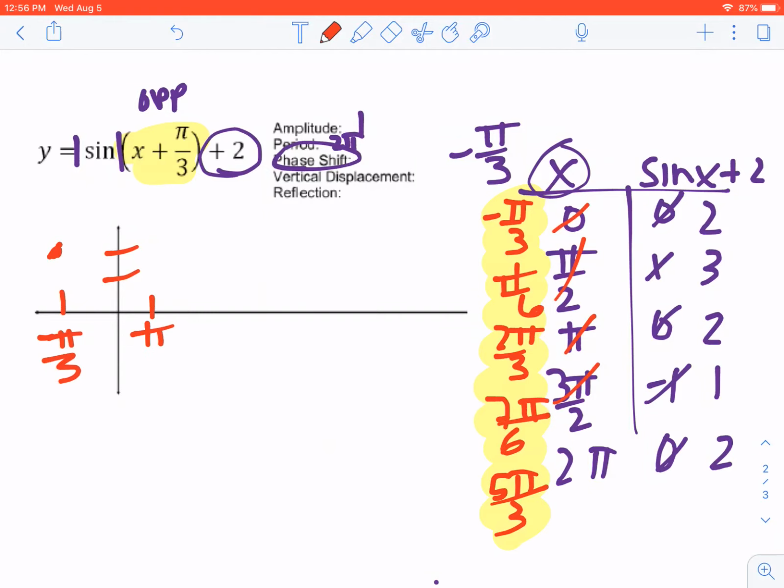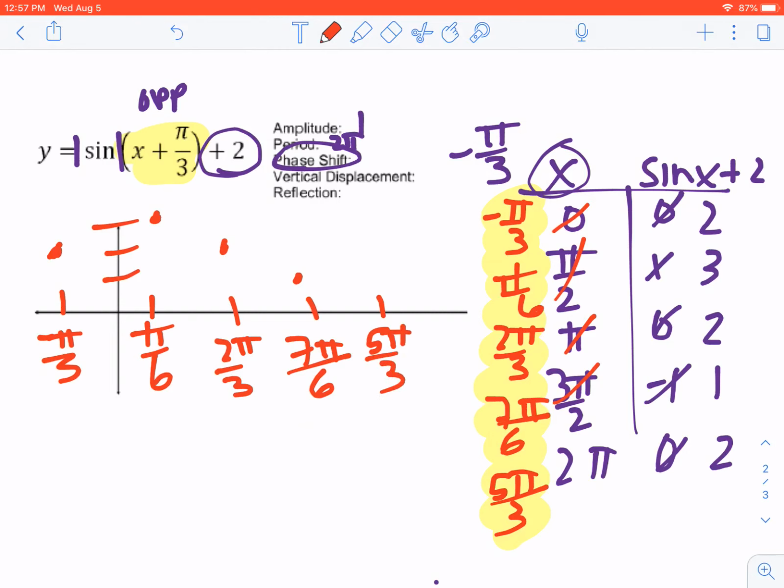All right, so I have negative pi over 3, and we're going to be at 2. At pi over 6, we're going to be at 3. At 2 pi over 3, we're going to be back to 2. At 7 pi over 6, we're going to be down to 1. And at 5 pi over 3, we are back to 2. So we did have a phase shift that went left pi over 3. You had a vertical displacement that was up 2, and there was no reflection in the graph.